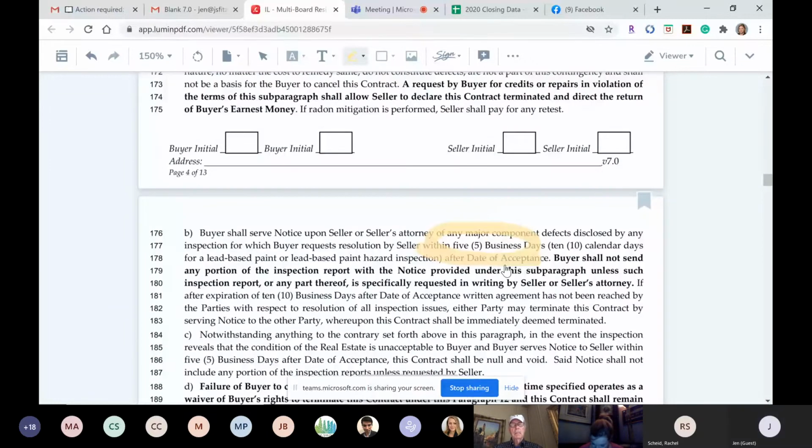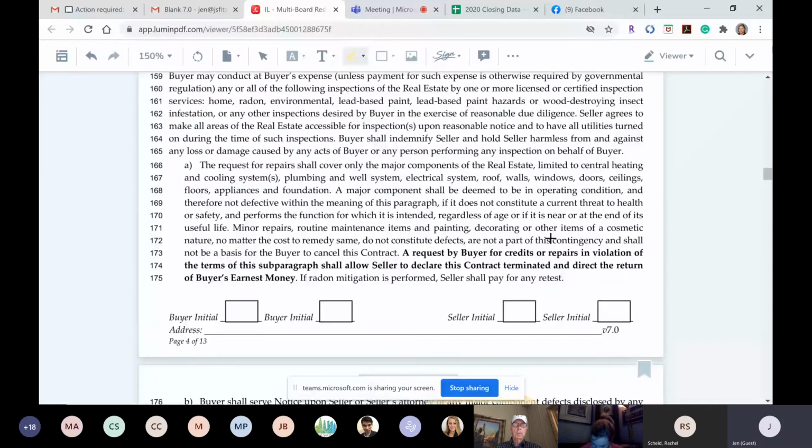So you've got 5 days to make proposed changes to the language of the contract and 5 business days to have an inspection and make repair requests. So that's all for the same reason.